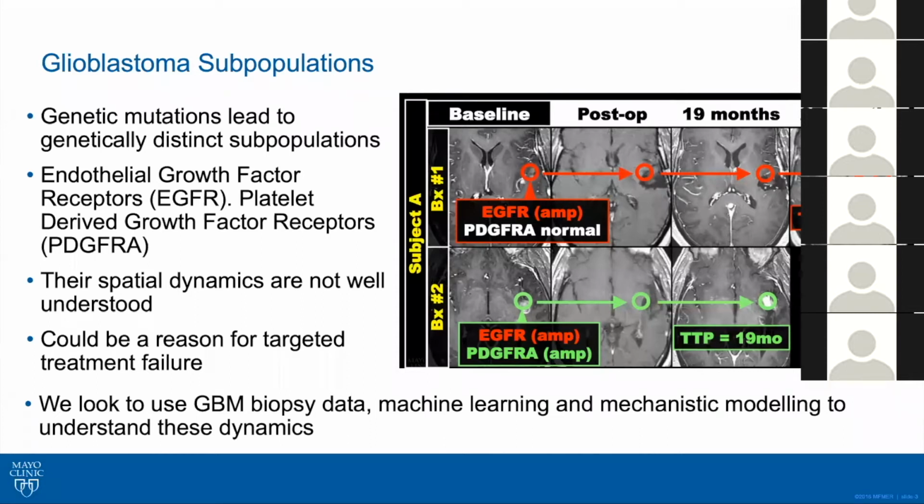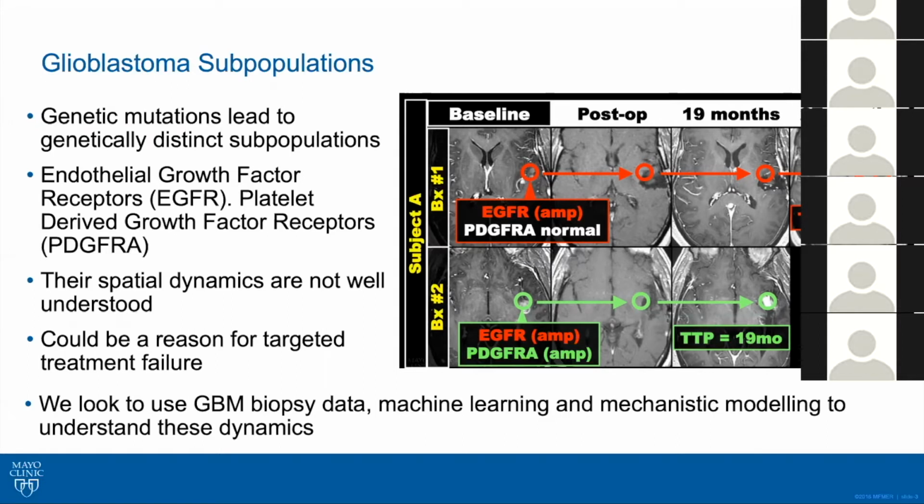Two particular genetically distinct subpopulations of interest are those that are upregulated in endothelial growth factor receptors, which I'll refer to as EGFR throughout this talk, and platelet-derived growth factor receptors, which I'll refer to as PDGFR.